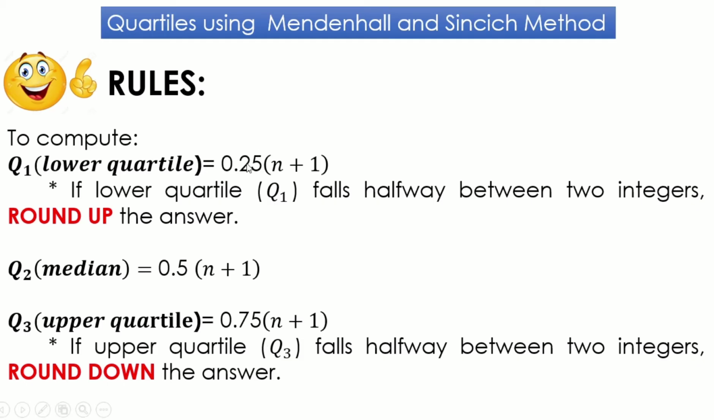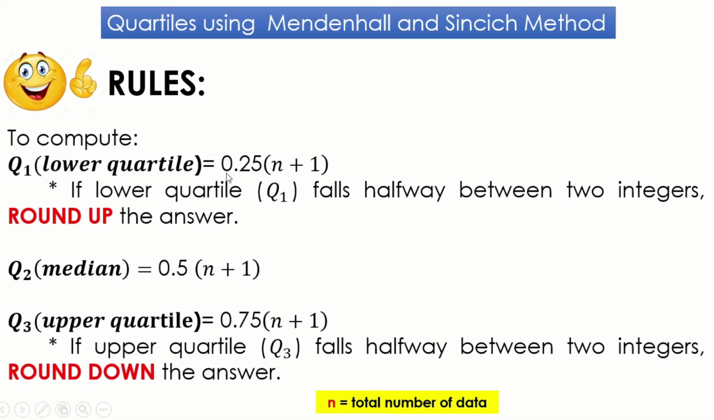So, dun sa first quartile natin, kapag ang sagot nyo ay decimal, halimbawa, 2.5, so magiging 3 na siya. Basta nagsimula yung decimal nyo sa .5, 6, 7, 8, 9, magdadagdag ka. Dito naman sa upper quartile, for example, 2.3, so 2 lang yung sagot doon. Round down kayo. Remember, your n here is the total number of data.